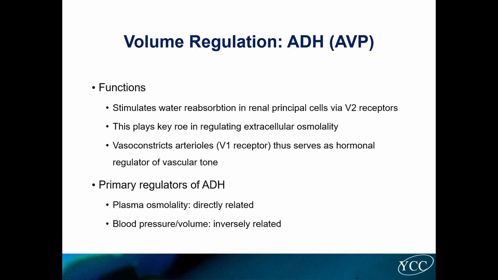And the major regulators of ADH are a 1% change in osmolality detected in the hypothalamus or a 10% change in volume detected at your carotids. Volume at your carotids and osmolality at your hypothalamus, right? 1% change in osmolality, it's ADH. 10% change in volume, vasopressin.